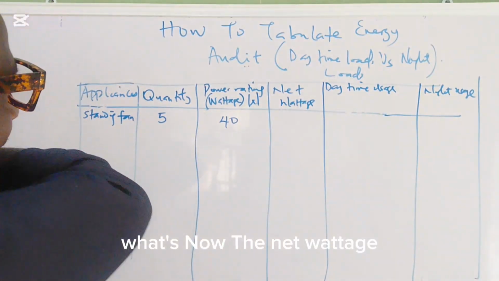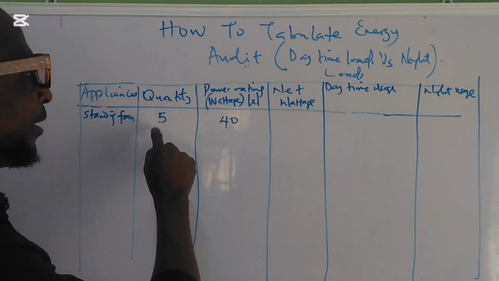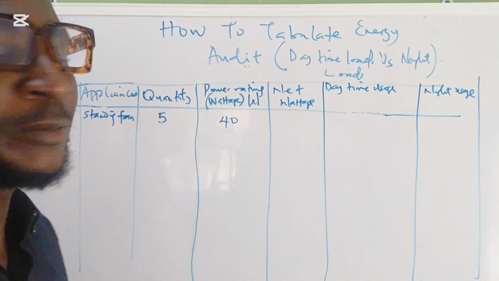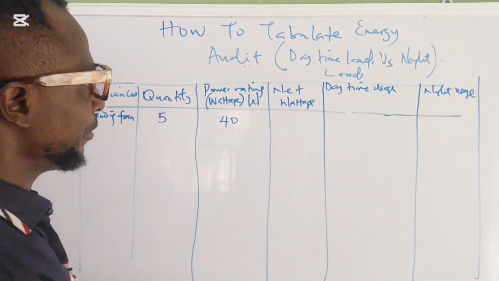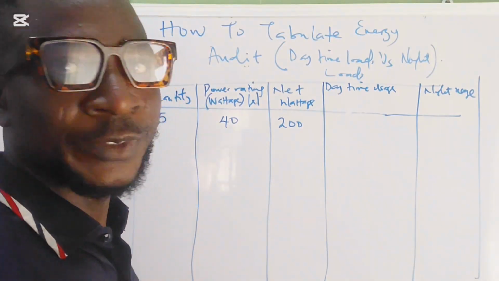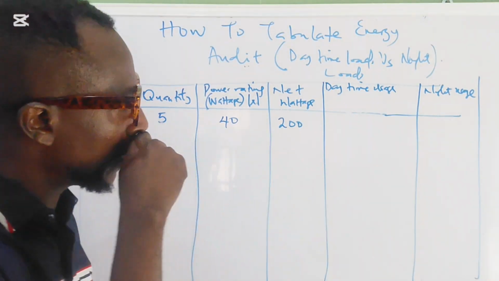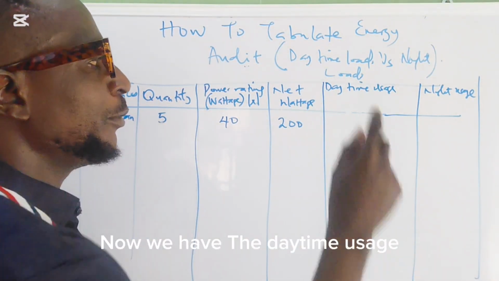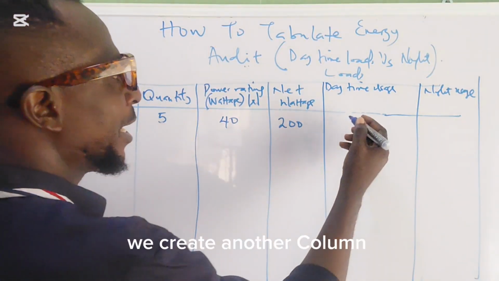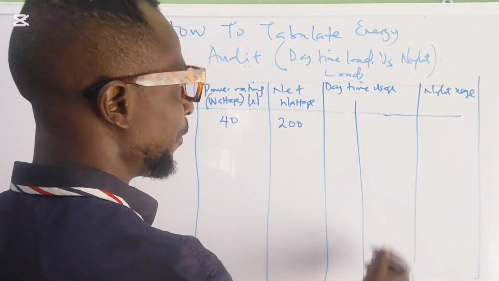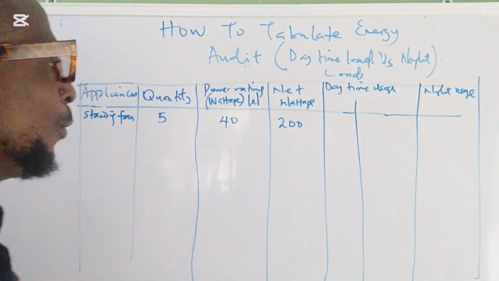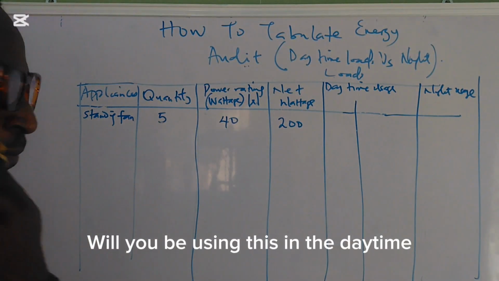Now, what is the net wattage? The net wattage is the product of the quantity, which is the number, times the wattage. We have 5 times 40. So this gives us 200 watts. Now we have the daytime usage. So that is also the energy. So under this, we create another column where we have the running hours. How many hours will you be using this in the daytime?